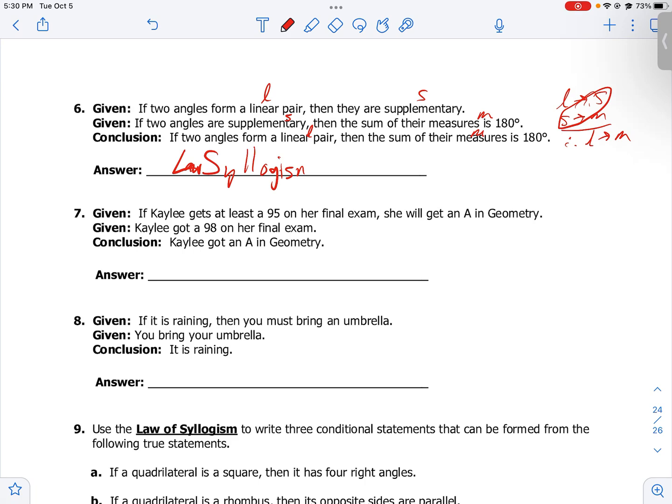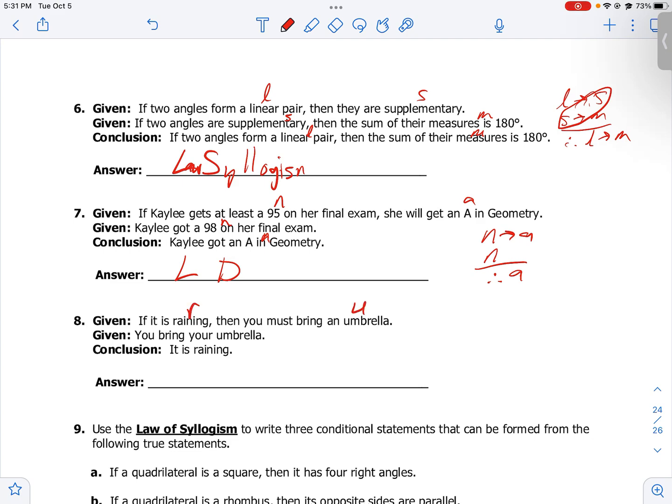There we go. If Kaylee gets at least a 95 on her final exam, let's see. We'll do an N for 95. She will get an A in geometry. I'm going to go with an A. Kaylee got a 98 on her final exam. She N'd. Will she get an A? Yes. So if N, then A. She N'd. Therefore, she A'd. That is actually correct. That's the law of detachment.